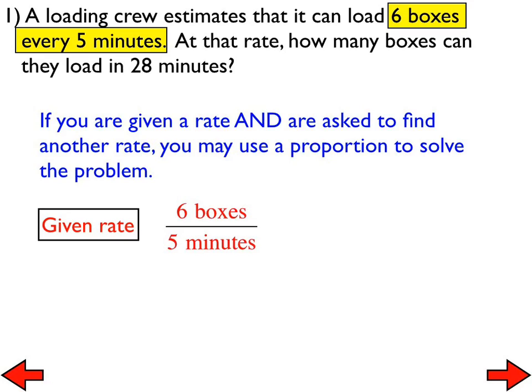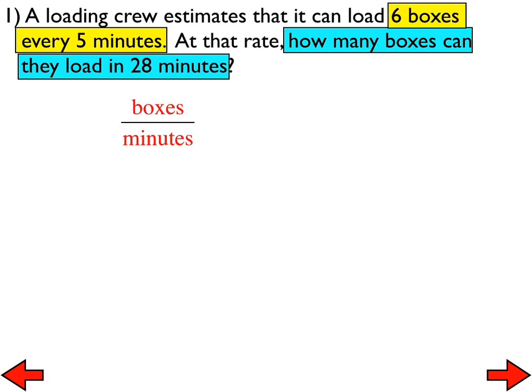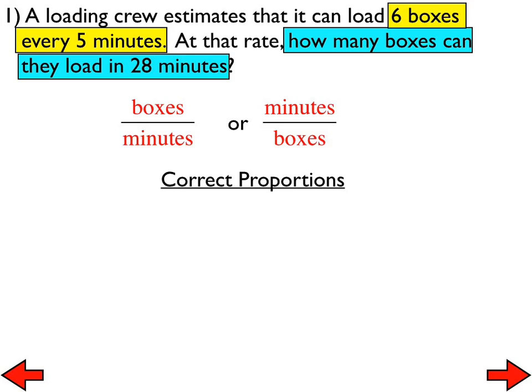Now I put the labeling in there only to make sure that when we set this up, we have, in my case, boxes on top of both of my ratios and minutes on the bottom. But we could also do minutes on top and boxes on the bottom. It doesn't matter, but most of you went with 6 over 5. And then it says, at that rate, how many boxes can they load in 28 minutes? So we're given a rate, and we're asked to find another rate. And so most of you went with 6 over 5 equals x over 28.